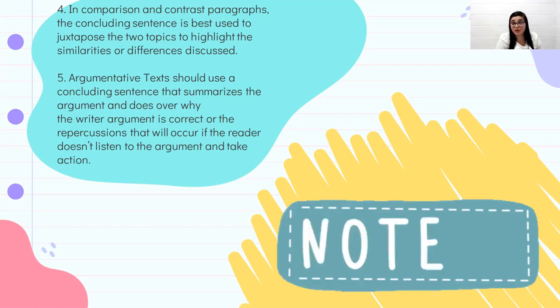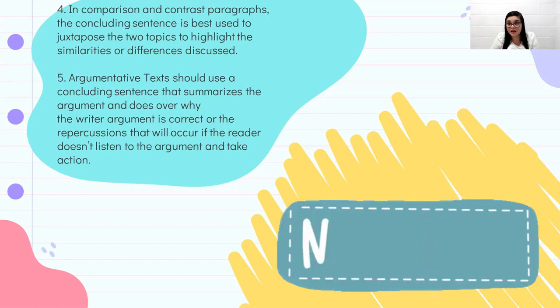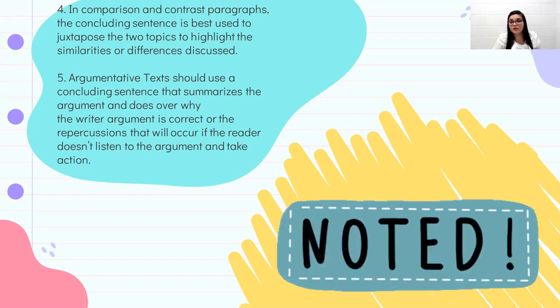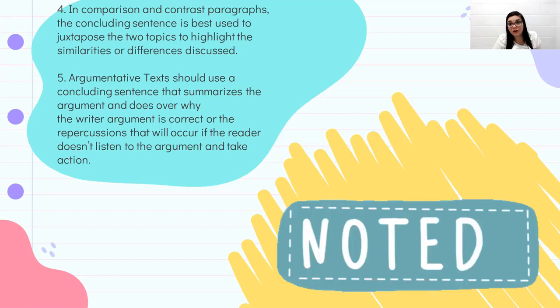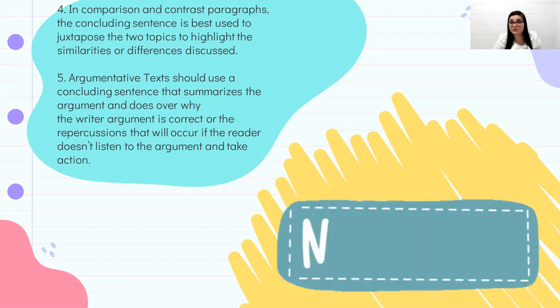an argument and thus over why the writer's argument is correct and how the repercussions will occur, how they will be at the end, if the reader doesn't listen or if the argument is not taken seriously and the reader doesn't take any action. So every concluding sentence will match according to what you said at the beginning in the topic sentence and what your discussion was like.